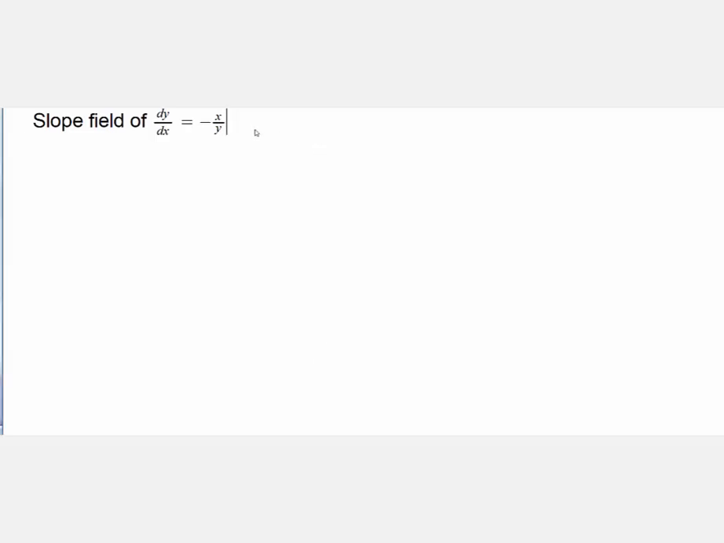So we are going to draw the slope fields of this given differential equation by using MATLAB. The way we will draw the slope field is this. First note that the slope at any point on the solution curve is negative x over y, or this is the slope of the tangent line.